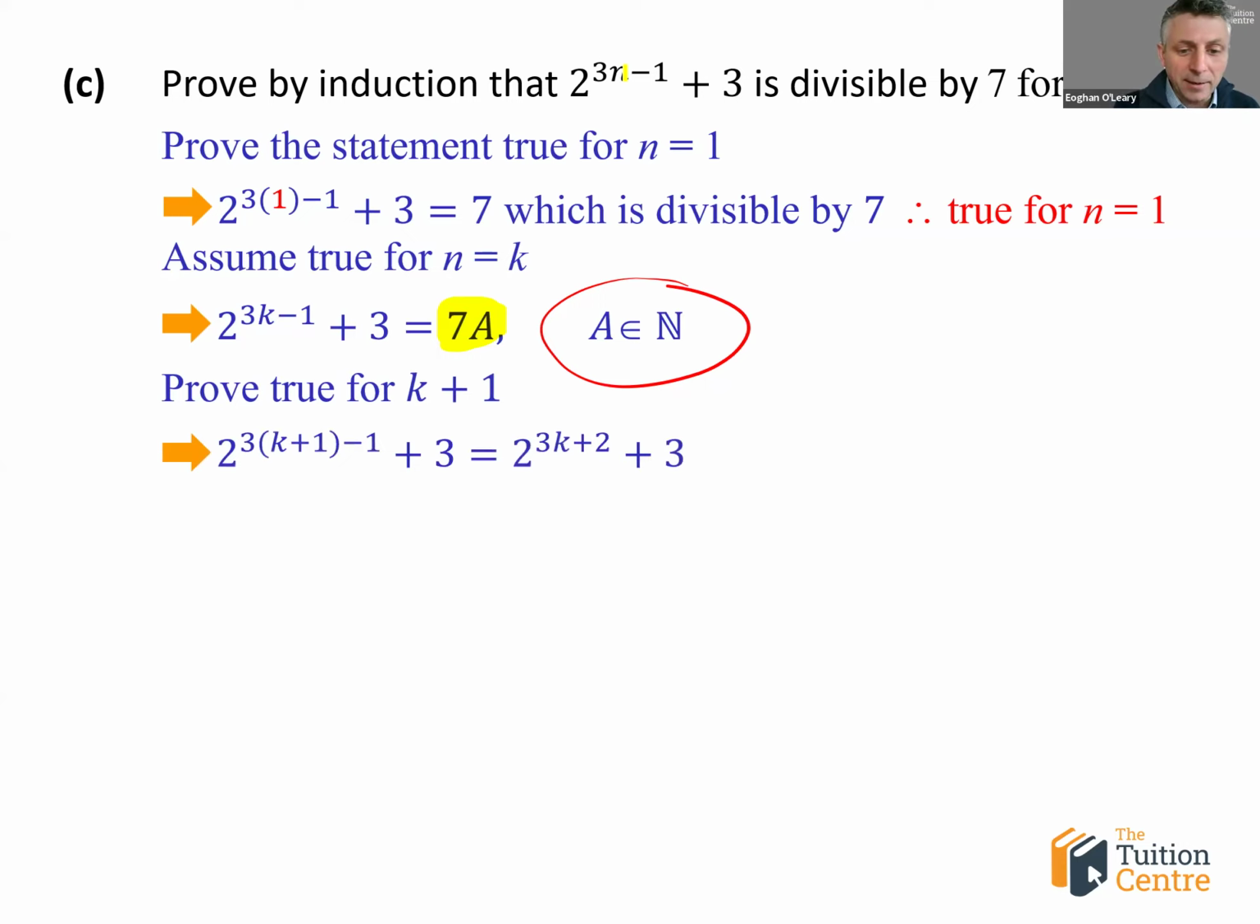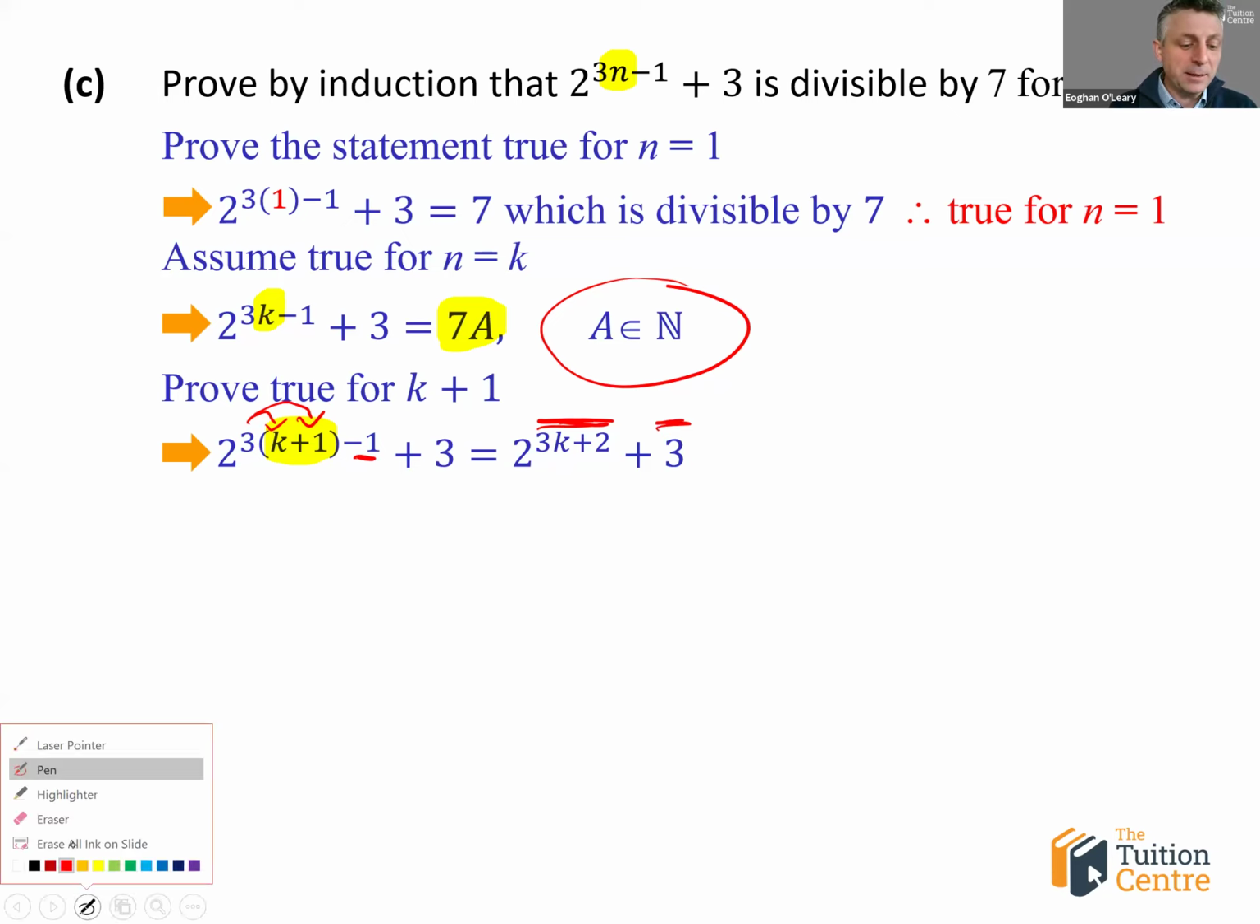So where we had n originally in the original part, we're going to be putting in k plus 1. So again, instead of k, it's k plus 1. So you just got to be a bit careful with your multiplication. Now, I've seen people make mistakes here. You're multiplying 3 times k to get 3k, 3 times 1 to get 3, but you're subtracting the other 1 from that. So you're going to end up with 3k plus 2. So you're going to end up with 2 to the power of 3k plus 2, and you still have your plus 3 here with it.